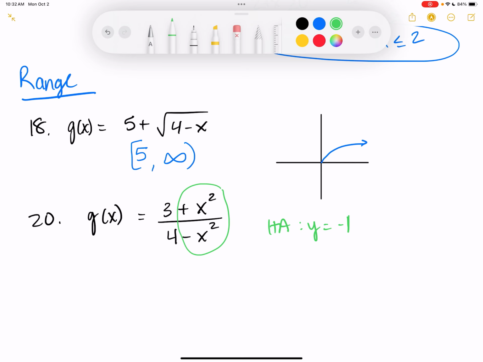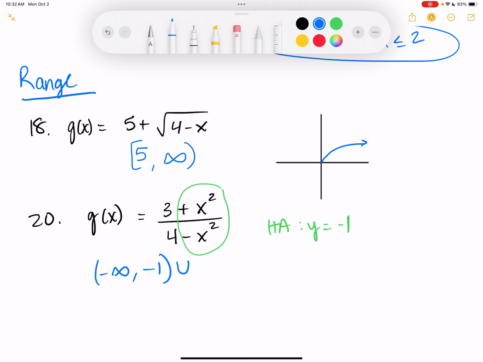So I'm from -1, and it looks like I'm going all the way down. I can't see it, but I should assume it's going all the way down. So the first part is going to be -infinity to -1, not including. So -infinity to -1. Union.